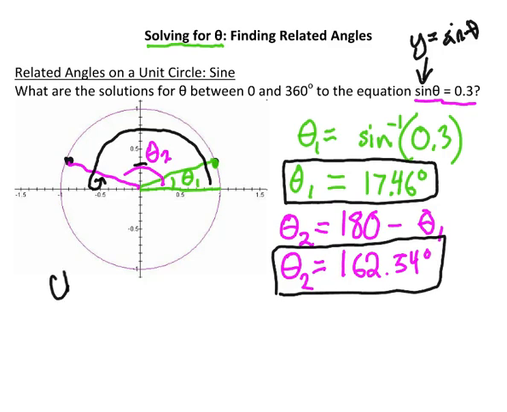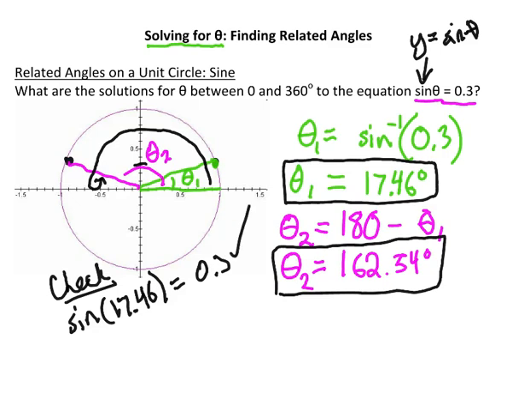You can check your work just by plugging those back in. So check that sine of 17.46 equals 0.3, and it does. And check that sine of 162.54 equals 0.3, and it does. So if you do sine of those, you should get back the 0.3 again.